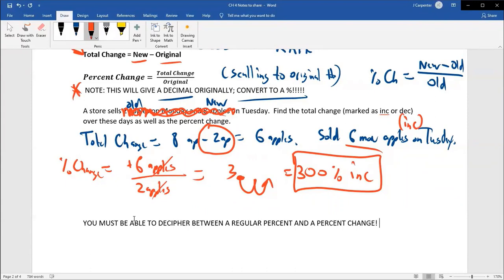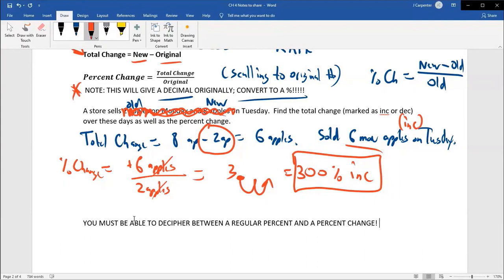Again, 8 divided by 2 is 4. Oh, that's 400%. That statement would be the number of apples sold on Tuesday was 400% of the number of apples sold on Monday. Didn't ask that though. I said, what was the percent increase? So we cut out the original, then divided by the original, and that gives us the change, the increase. So the total change or absolute change was we sold 6 more apples. The percent change, which scales it to the original, says we sold 300% more apples.